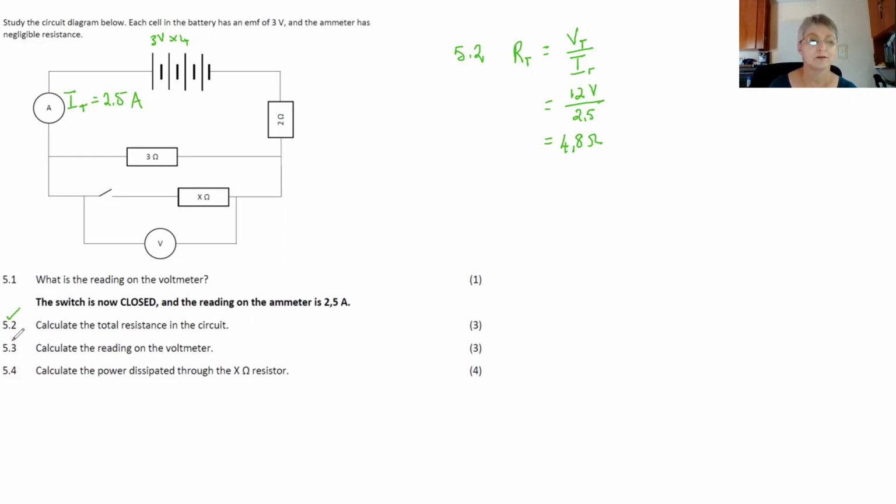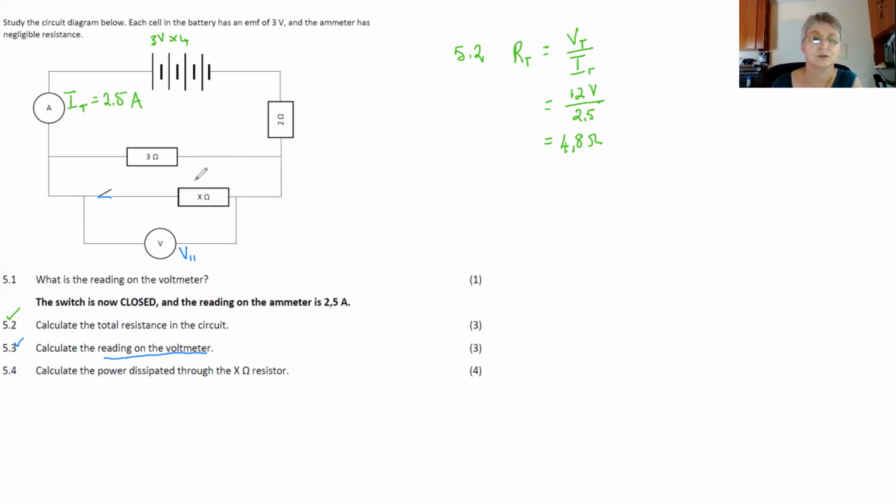Question 5.3 asks for the reading on the voltmeter. Now, the reading on the voltmeter would be the reading across the parallel resistors now as well. It's not just the reading across X ohms, because 3 ohms and X ohms are connected parallel. The same energy is used to push the current through them.